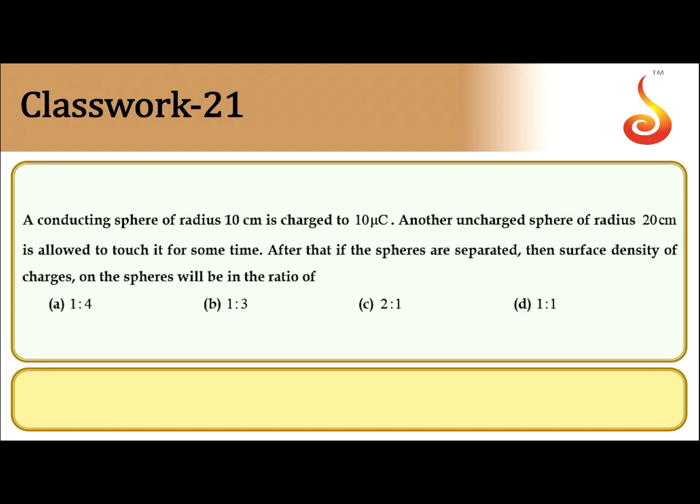Next one. A conducting sphere of radius 10 cm is charged to 10 microcoulomb. Another uncharged sphere of radius 20 cm is allowed to touch it for some time. After that, if the spheres are separated, the surface charge density of the spheres will be in the ratio. Okay.